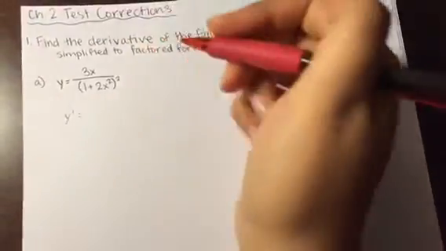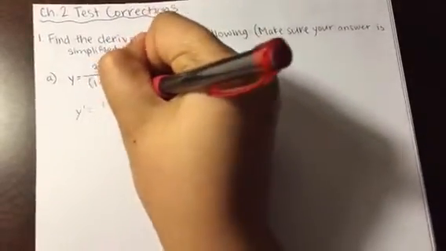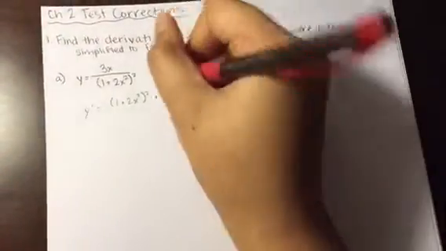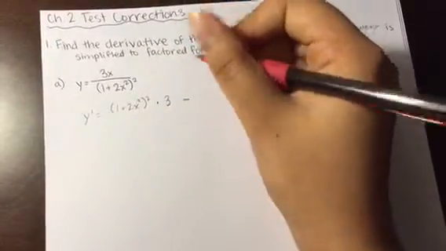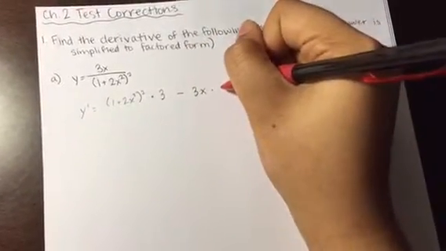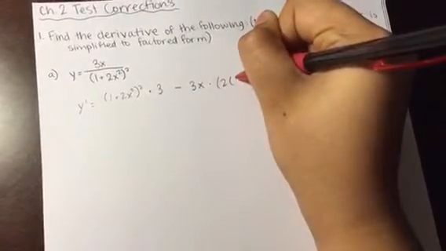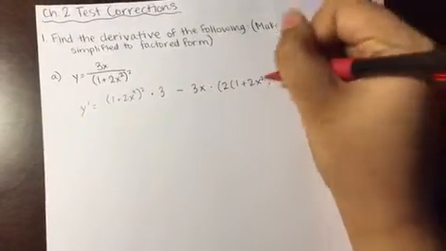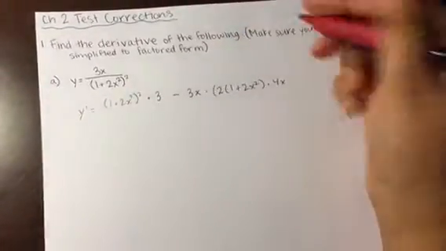So basically for quotient rule, what you can do is low d high. You take low, which is the denominator, and then multiply that by the derivative of the numerator, which is just 3. And then you subtract high d low, so the numerator multiplied by the derivative of the denominator, which is 2 times 1 plus 2x squared times 4x.